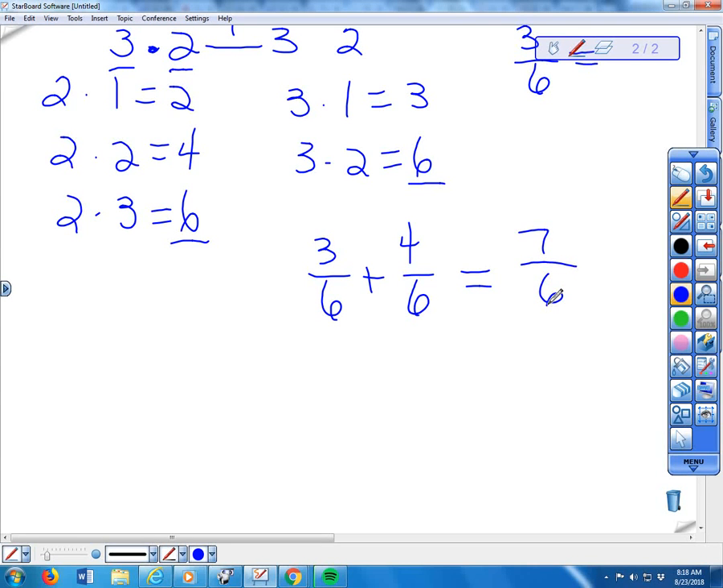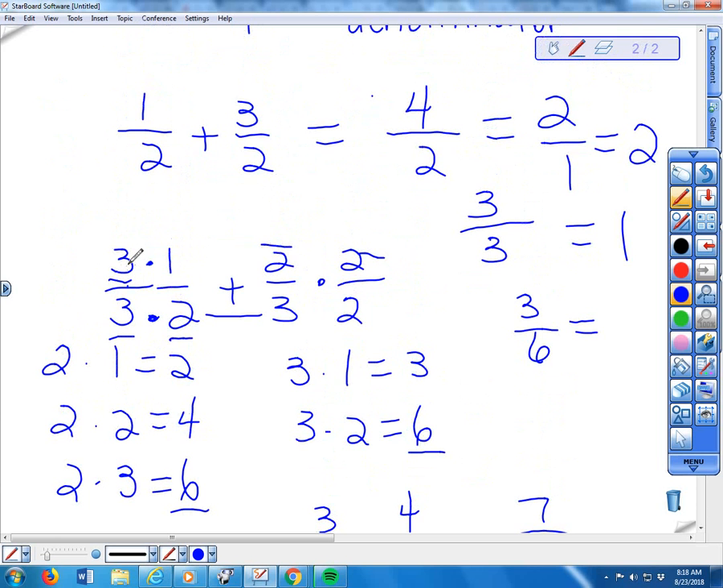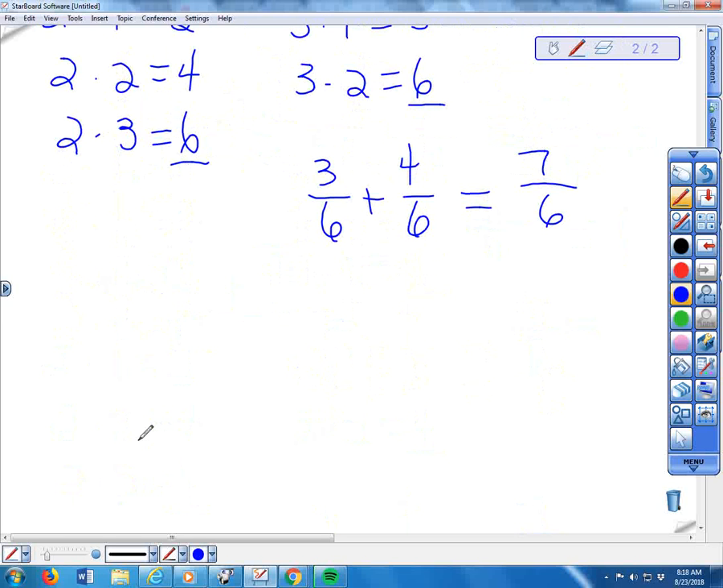Can I simplify that at all? Yes. No. I can't. 7/6, I could. It would be a decimal. I can't simplify it to a whole number like I could up here when I got 4/2. It simplified to 2 over 1, which is 2. But I can't really simplify it. So this is the final answer.